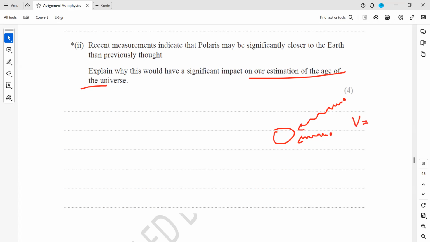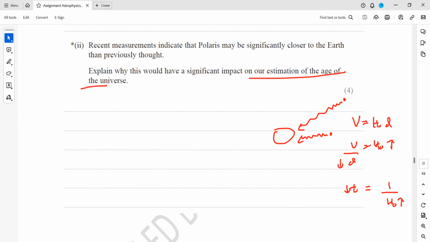How will the value of the Hubble constant be greater? We have the formula V = H0 D. So V over D equals H0. If the distance is decreasing, the value of the Hubble constant will increase. And what is the relation between the Hubble constant and the age of the universe? It is inverse: the reciprocal of the Hubble constant equals the age of the universe. So if the Hubble constant is greater, the age of the universe will be smaller. So the universe would not be as old as we have thought.